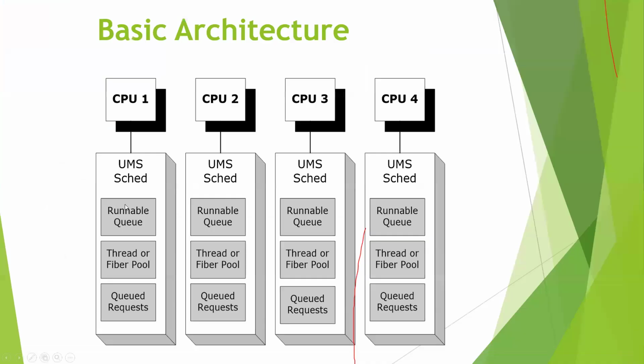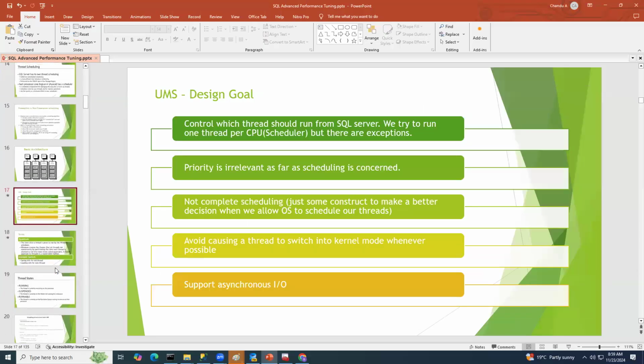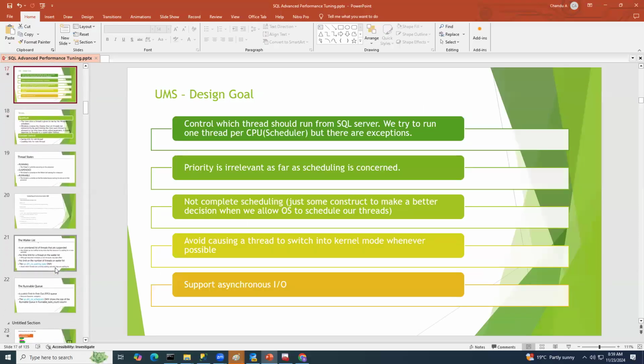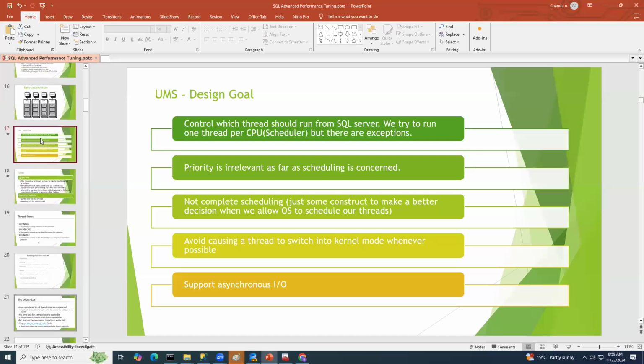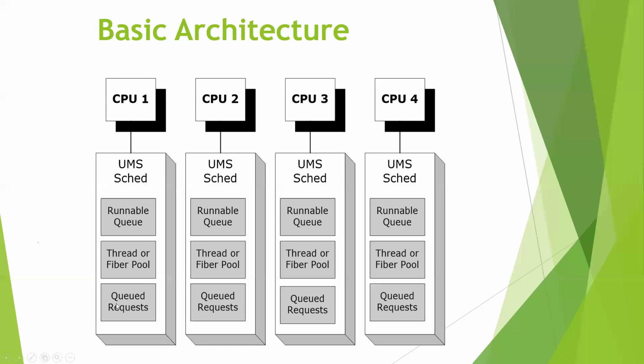Right? That is what it is. Runnable queue. This is some thread pool, queue request, whatever it is. So these are some queues that we will maintain. Okay, fine. So we have different queues.